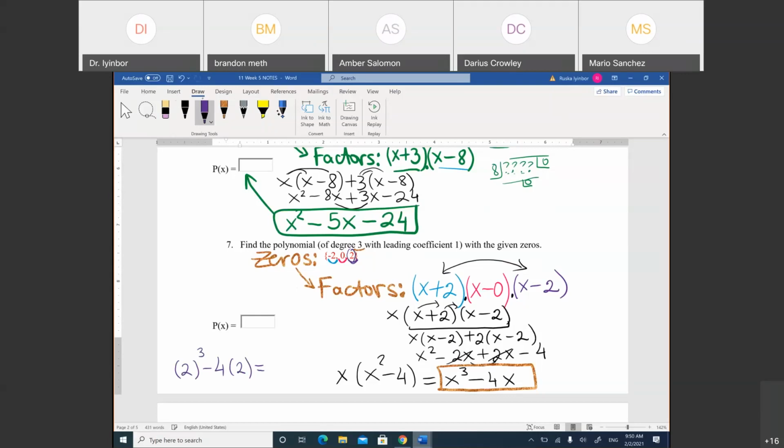So let's check it out. What is 2 cubed? 2 cubed is 8. Minus 4 times 2 is also 8. 8 minus 8 is 0. That's why the number 2 is a 0 of this polynomial, because if I replace x with 2, I'm going to get 0. Okay? So that's how to find the polynomial with the given 0. You go to factors and then you multiply the factor.